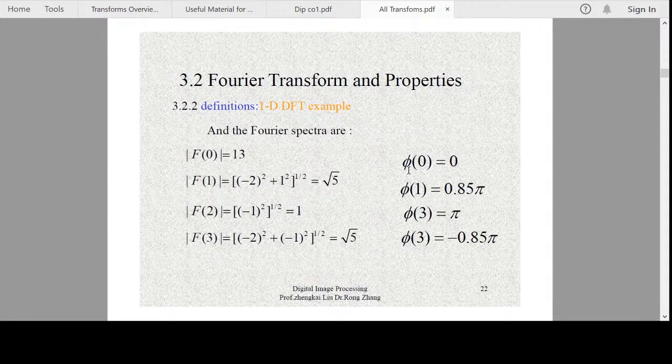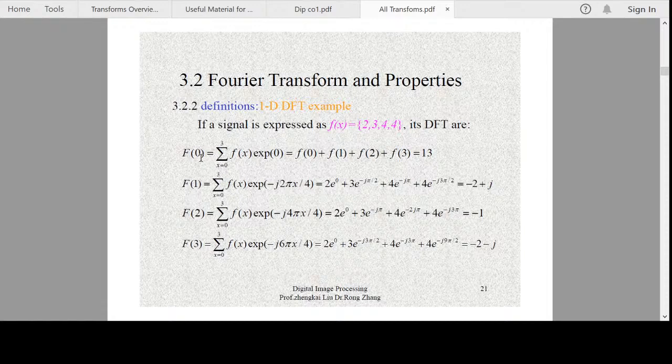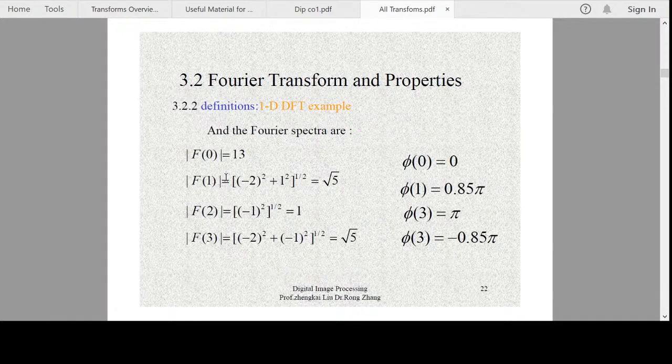you can calculate the magnitude also. Look at the values. F of 0 equals 13. It is a real number, so no need to worry. F of 1 is minus 2 plus j. So you can calculate the magnitude as root of 2 square plus 1 square, which is root 5. F of 2 is 1. F of 3 is root 5. So we have four values, four magnitudes.